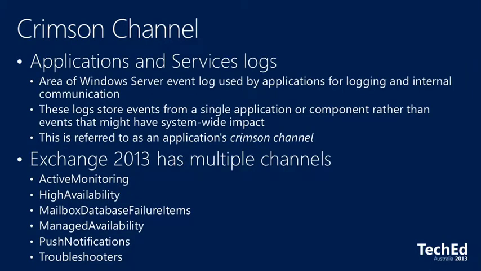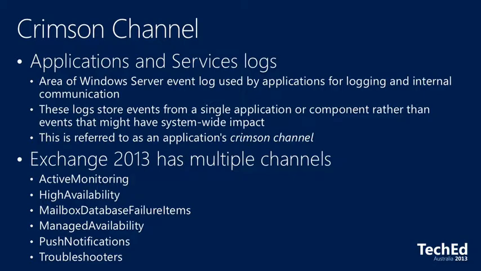Now let's talk about the Crimson channel. This is another Windows component that is required for normal and regular operations of Exchange. The Crimson channel is simply the name for an area inside the Windows Event Viewer, the Applications and Services area, where applications can log their own events for whatever purposes they need, but they can also be consumers of those events as well. So it's a communication channel that can be used by different components within an application to communicate information between them. And in fact, we use it extensively in Exchange for that purpose.